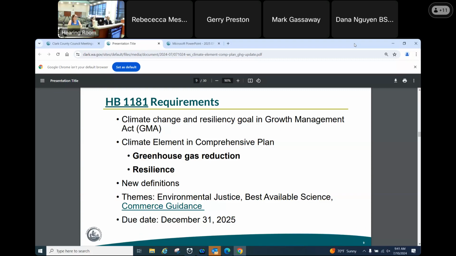This legislation introduced new definitions into the Growth Management Act, and if you read through the 50 pages of the bill, there's a few key themes that stand out. One is a need to address environmental justice in the policies developed in the climate element, a need to use best available science, and a need to be consistent with the Commerce guidance on how local governments are to implement this legislation. And we have to do all of this by the end of 2025. Next slide.